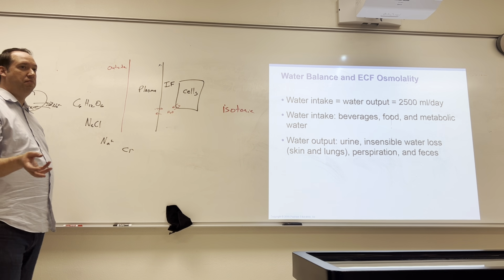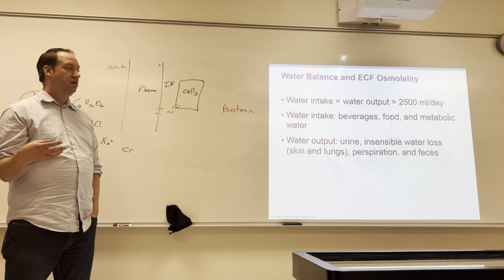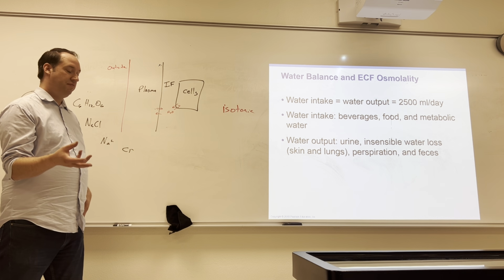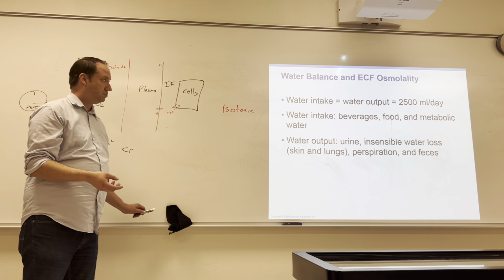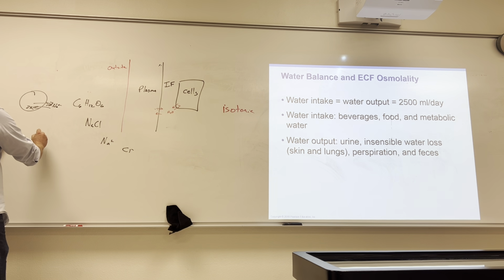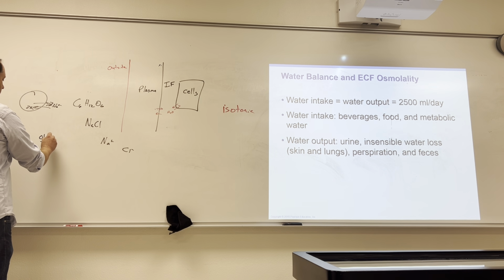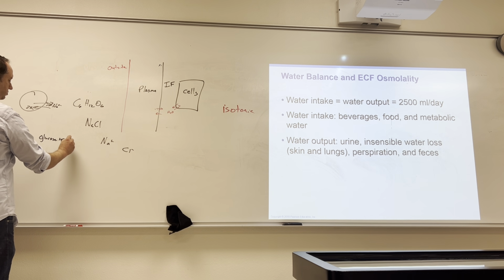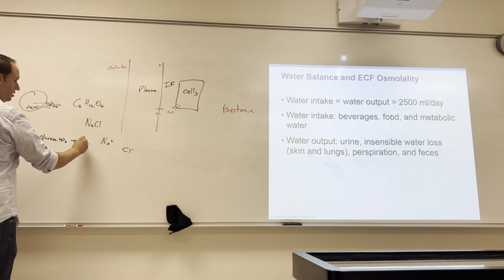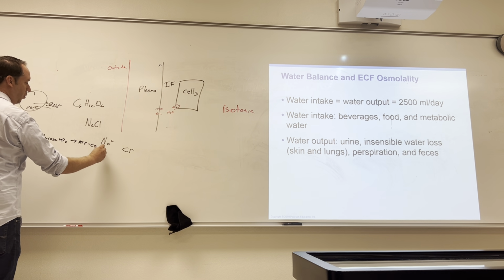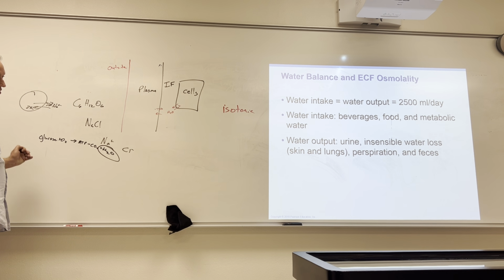We bring in water mostly through drinking, but also through eating, and we also have what's called metabolic water. Metabolic water is based on that reaction. We take glucose, oxygen, and ADP, and produce ATP, carbon dioxide, and water. That's metabolic water.